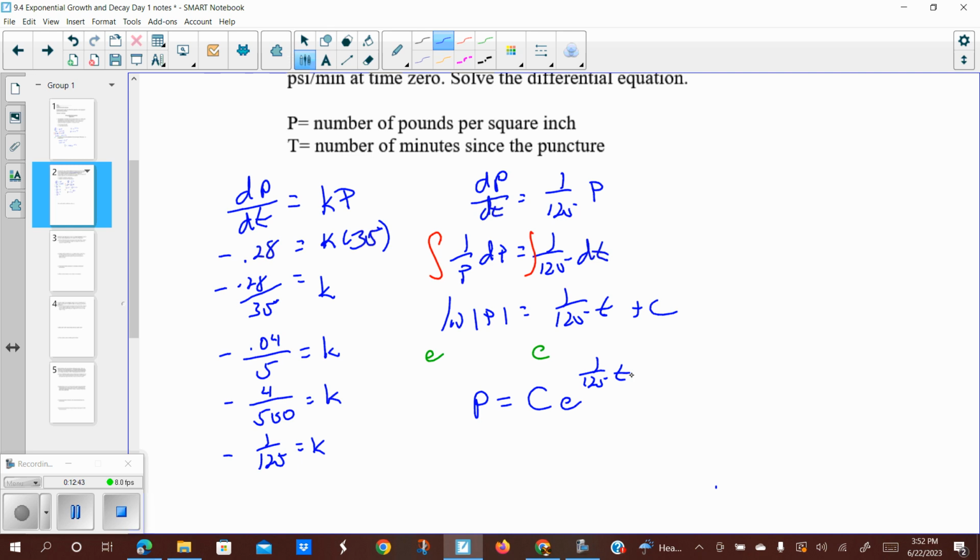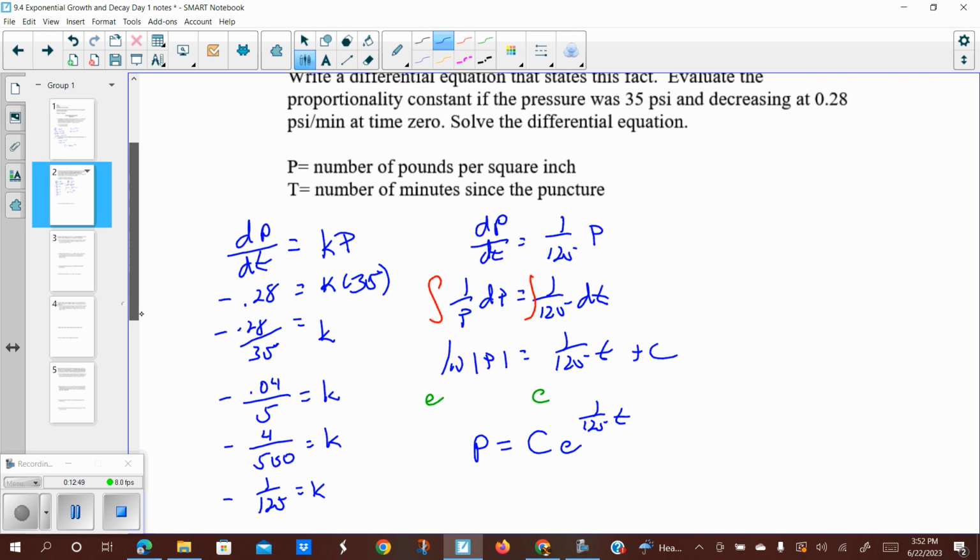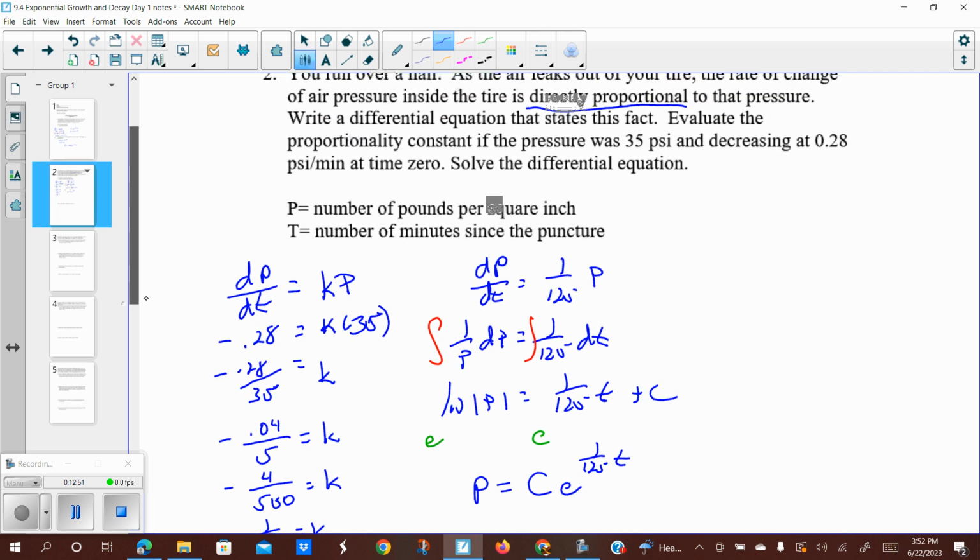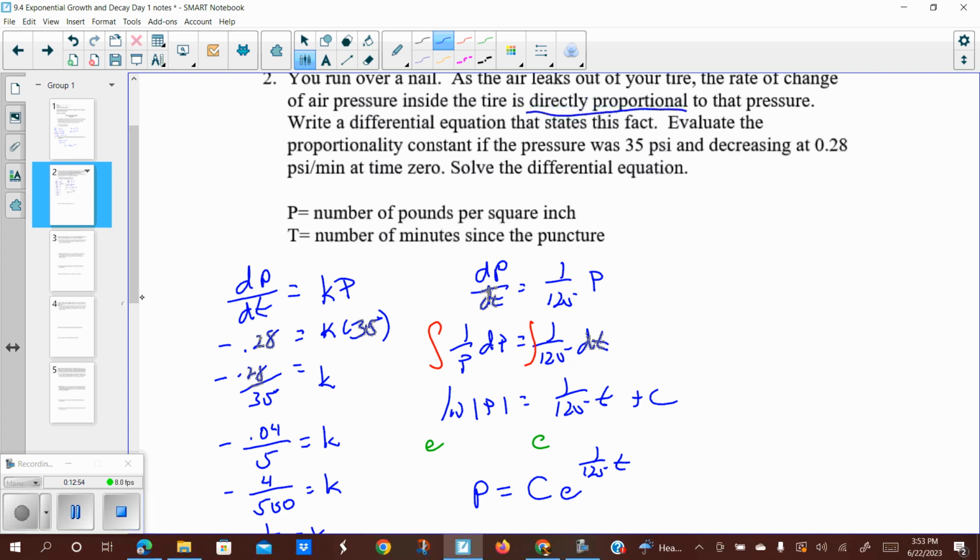In the part right below this, it says use our initial conditions to actually find c. So what are our initial conditions here? Initially, the pressure was 35 psi, so that's going to go in for p. And of course, that says initially, so that's at time 0. So we put 0 in for t.